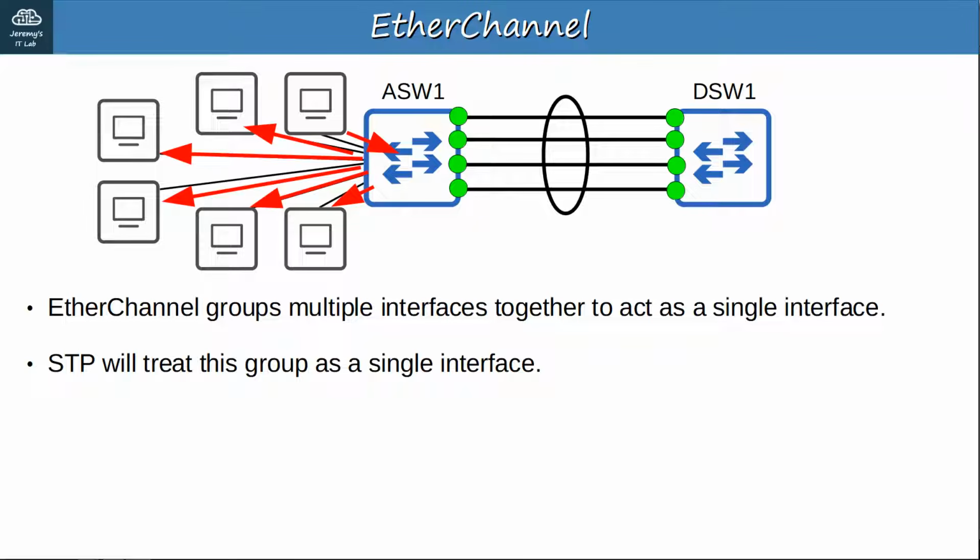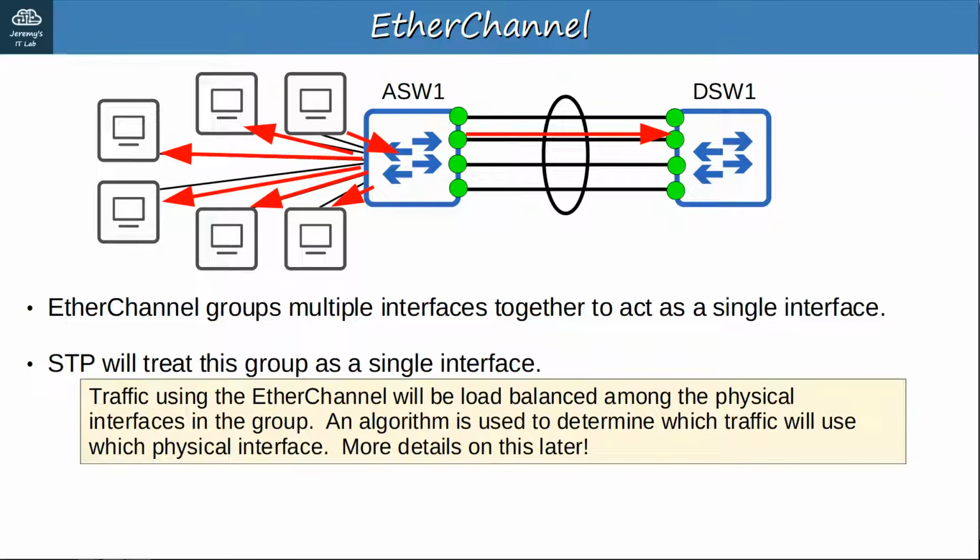Now, how many copies of the frame will D switch 1 receive? Remember, although there are 4 physical interfaces, they behave as a single interface. The answer is, D switch 1 will only receive 1 copy. This EtherChannel makes these 4 physical interfaces a single logical interface. A switch 1 won't send 4 copies of the same broadcast frame out of a single interface.